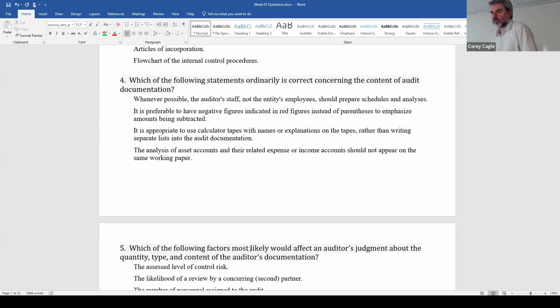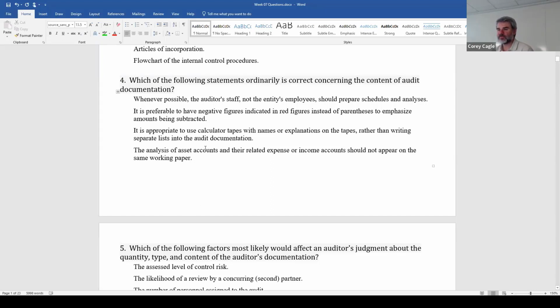So they make the point with A that using the client staff whenever possible, that's what you should do, because they can prepare schedules and things like that that we can look at. Instead of getting our own audit staff to pull all this stuff together, let the client's staff do that. So they do make the point when it's possible that the client staff, not the auditor staff, should do this. So A was kind of tempting to answer, but it's not the right one.